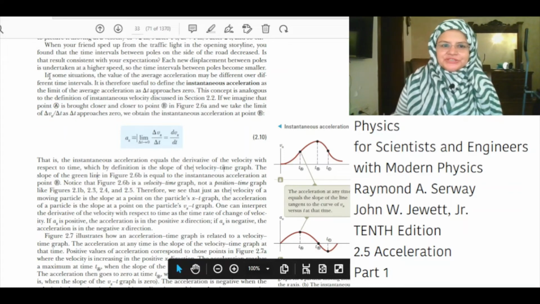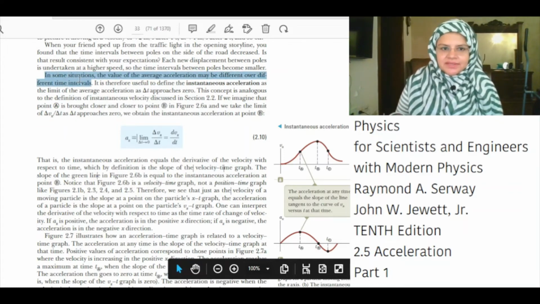In some situations, the value of average acceleration may be different over different time intervals. It is therefore useful to define instantaneous acceleration as the limit of average acceleration as delta t approaches 0. This concept is analogous to the definition of instantaneous velocity discussed in section 2.2.